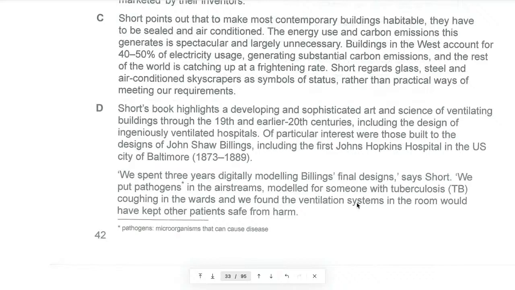Do you know someone with tuberculosis? Tuberculosis, what does that mean? Bệnh lao. Ok. Tức là những người bệnh lao. Coughing in the walls nghĩa là gì bạn?